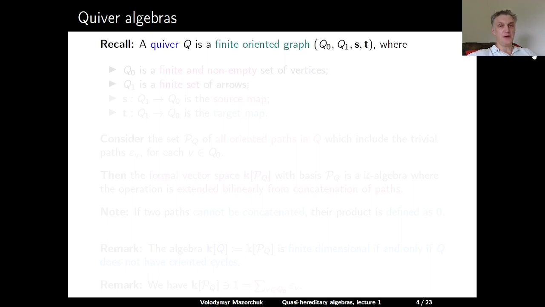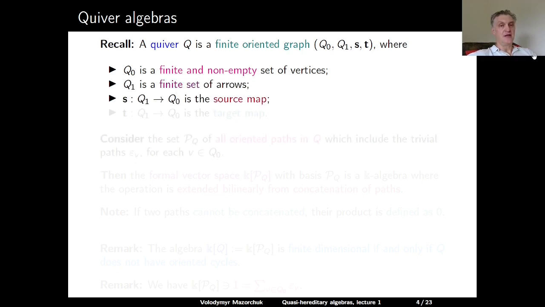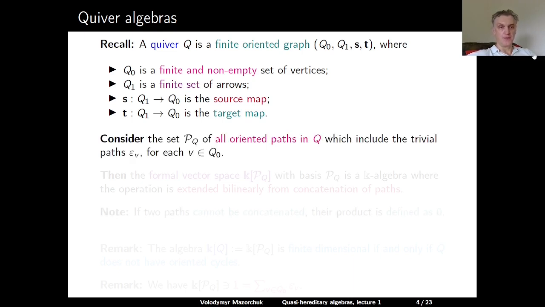Recall that a finite quiver is a finite oriented graph, which means that it is a tuple which consists of a finite and non-empty set Q0 of vertices, a finite set Q1 of arrows, the source map which assigns to an arrow the source of this arrow, the vertex from which the arrow starts, and the target map, which assigns to each arrow the target vertex of that arrow. So this tuple Q0, Q1, s, and t is usually denoted simply by Q.